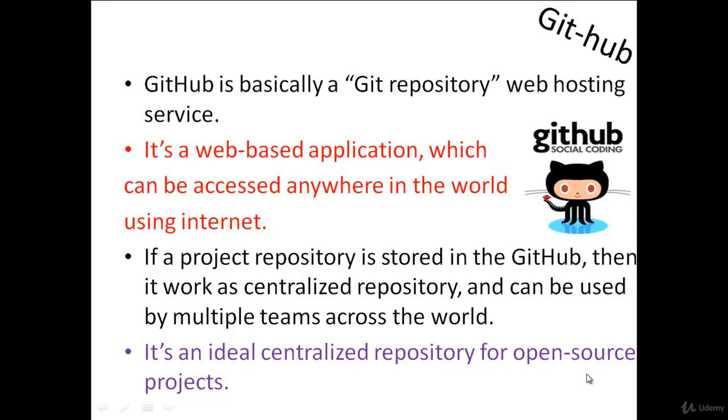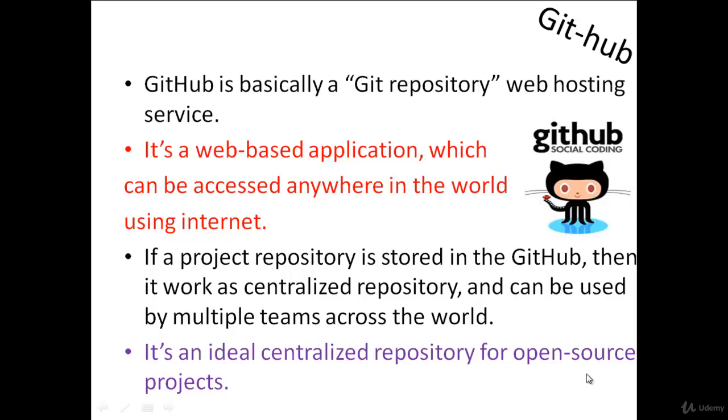So if a project repository is stored in GitHub, then it works as a centralized repository and can be used by multiple teams across the world, right? So you can also say that it's an ideal centralized repository for all open source projects. Most of the open source projects use GitHub. If you search on the internet as well, you'll find most of the Selenium 3.0 projects like APM, Selendroid, they are basically maintaining their entire project code on a GitHub repository itself, right?